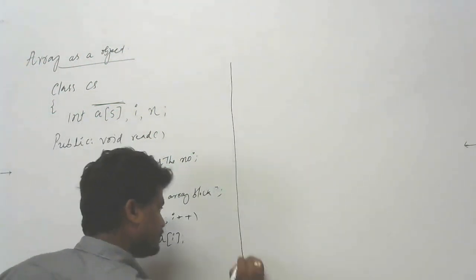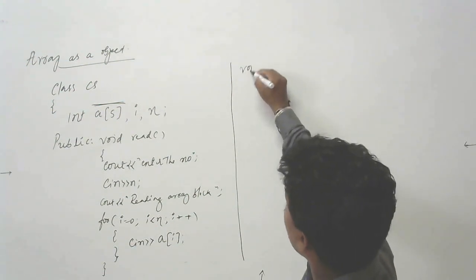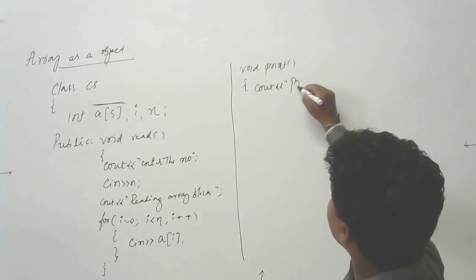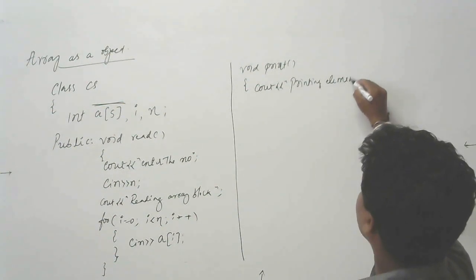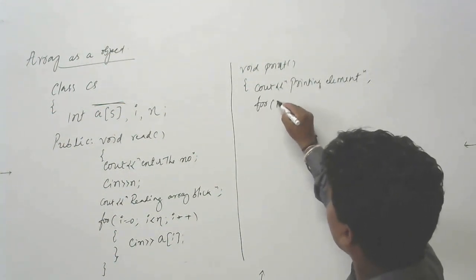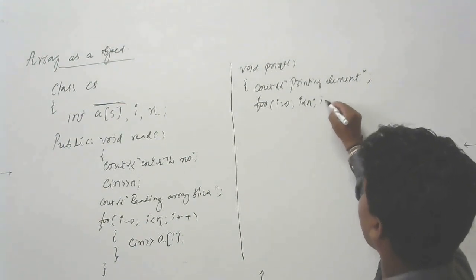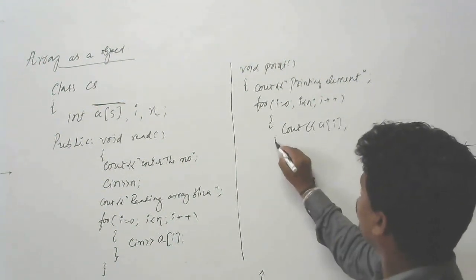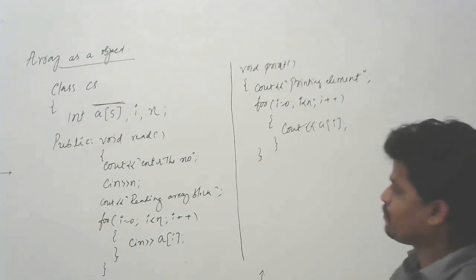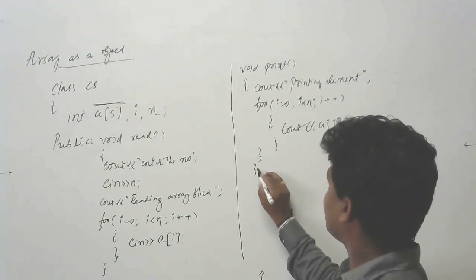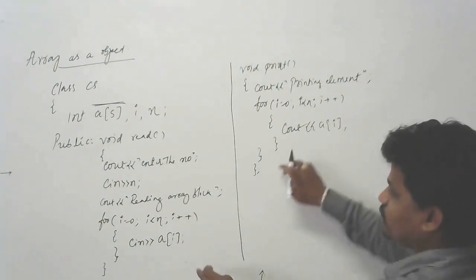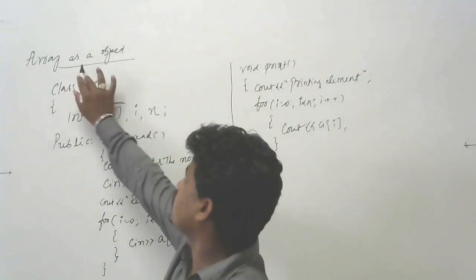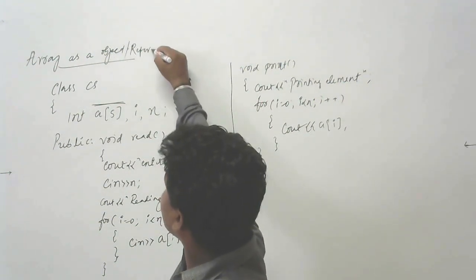Same thing we will print. That is void print. cout printing element. I will write here printing element, for i equal to 0, i is lesser than n, i plus plus. Here I will take cout a of i, close the looping, close the function, close the class. Up to this indicates array as a data member, but this session is mainly concentrating on array as an object, or reference object, you can also say.